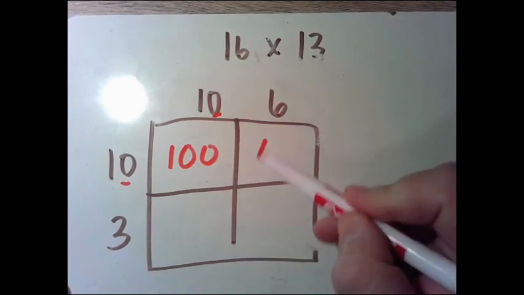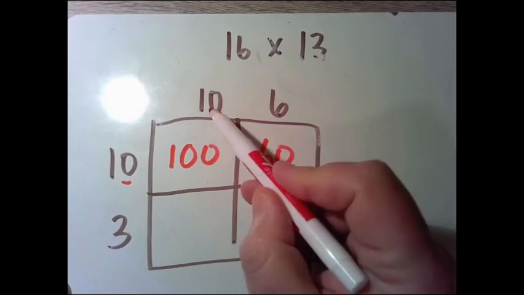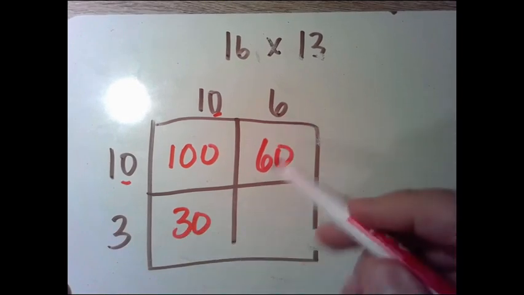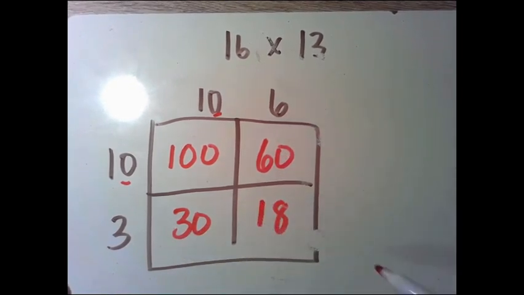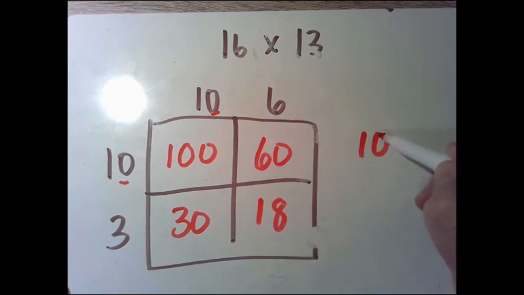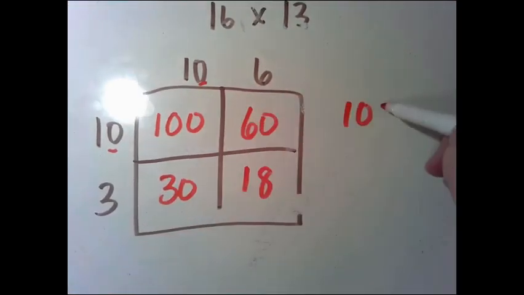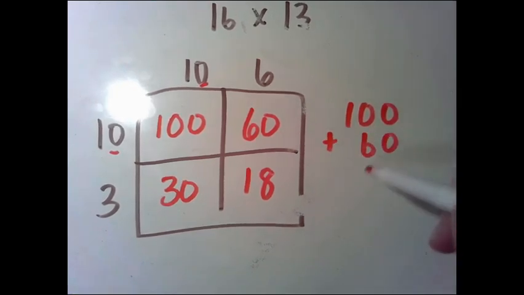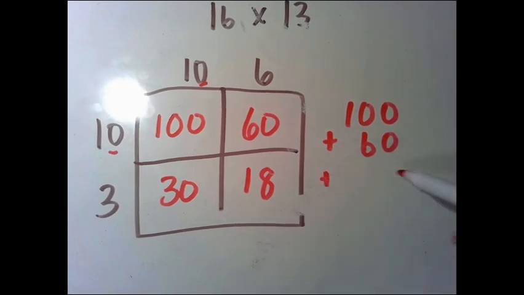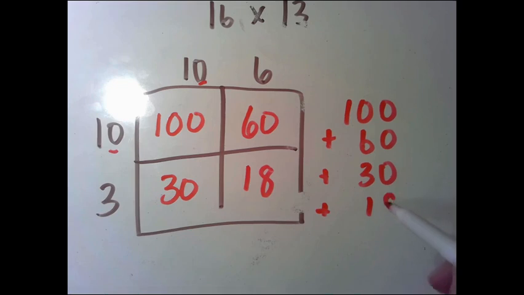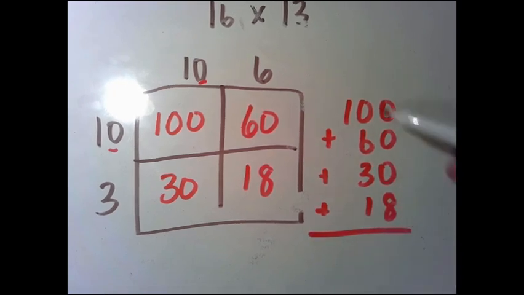6 times 10. Well, that's 60. 10 times 3. That's 30. 6 times 3 is 18. So now what we've got to do is we take our partial products and we line them up here on the side and add them up. So I'm going to start with my 100 plus 60 plus 30 plus 18.